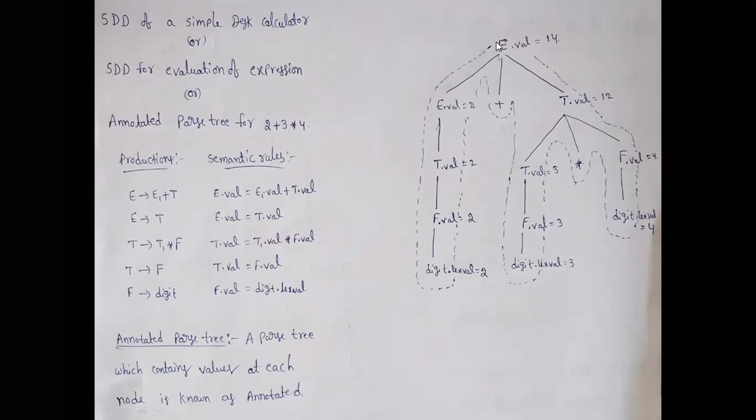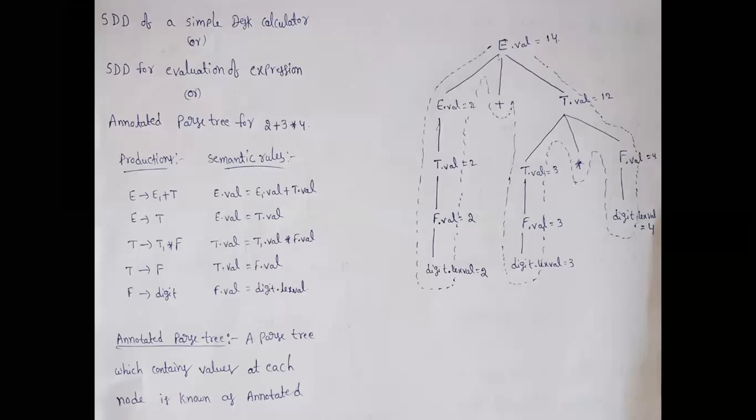So here we are having one more reduction. So E → E + T. What is the semantic rule? E.value is equal to E1.value + T.value. So what is the value of E1.value? That is 2, and what is the T.value? That is 12. Then what is the value of E.value? So 2 plus 12, that is 14. So here we are having the final result.